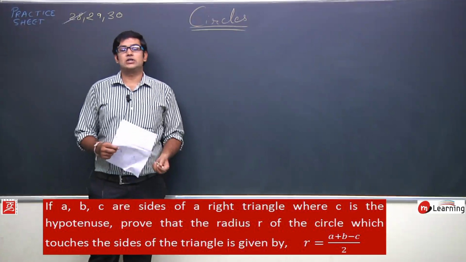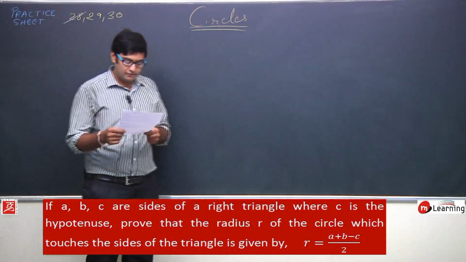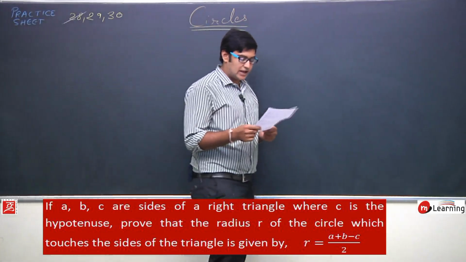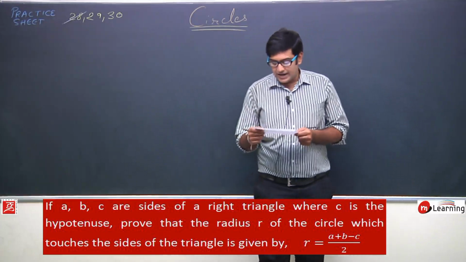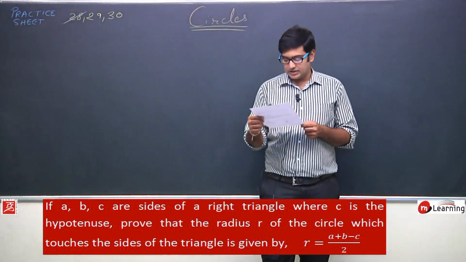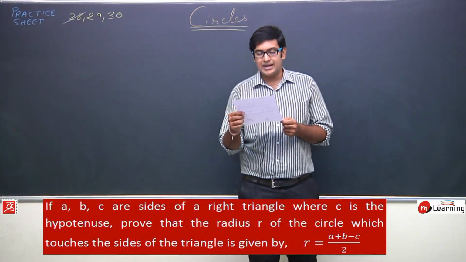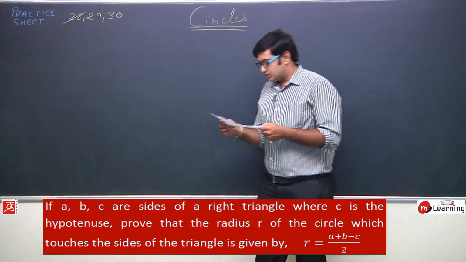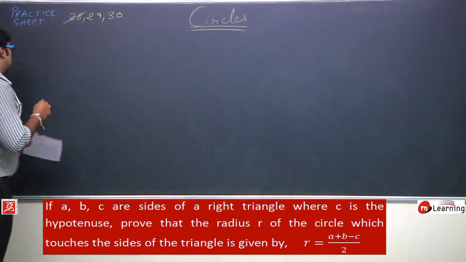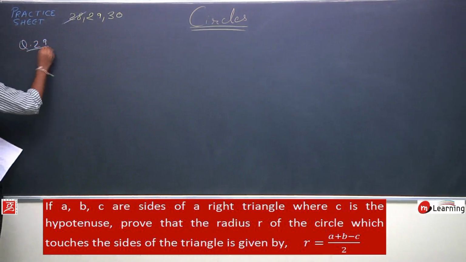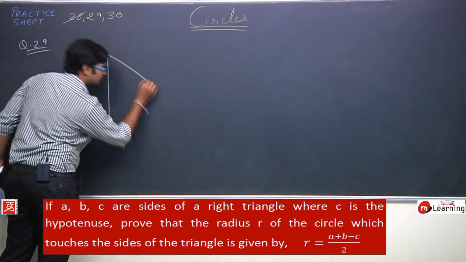Okay, so let us now discuss question number 29 from the practice sheet. Question number 29 says, if a, b, c are the sides of a right triangle, where c is the hypotenuse, prove that the radius r of the circle which touches the sides of the triangle is given by r is equal to a plus b minus c upon 2. Okay, so this question says that there is a right triangle. First let us draw a right triangle like this.